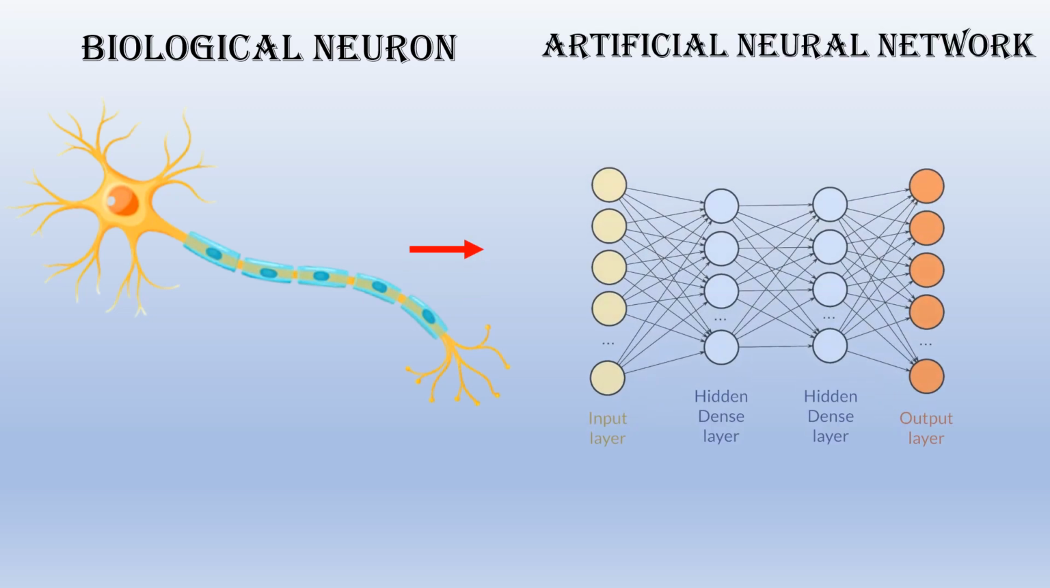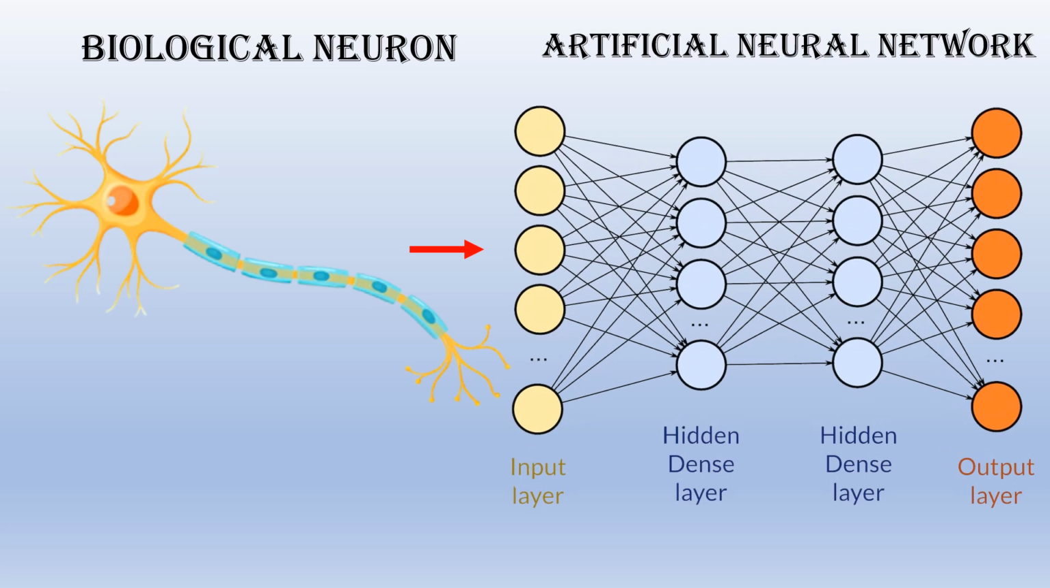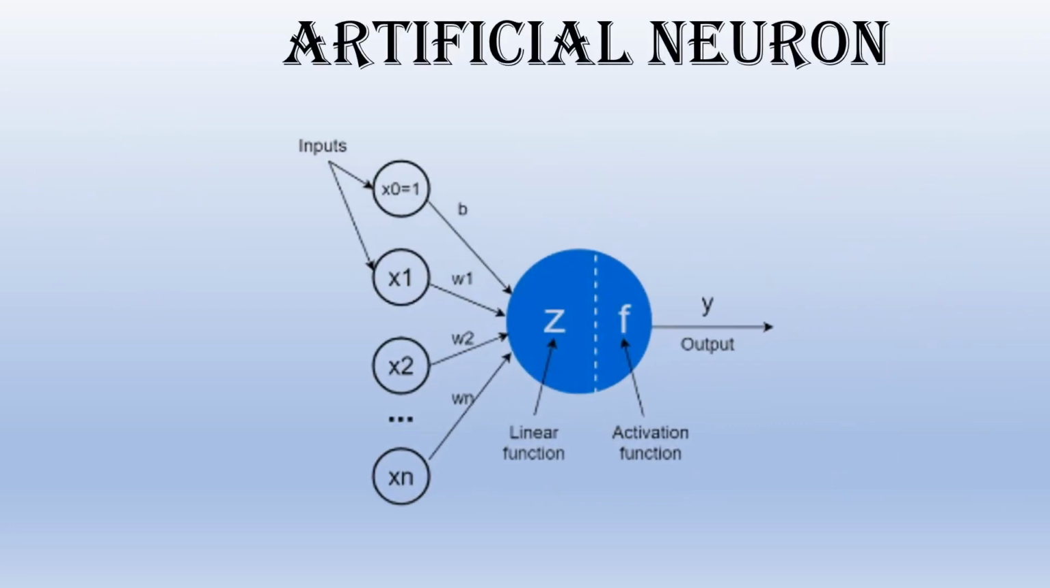A biological neuron is a specialized cell in the nervous system responsible for transmitting and processing electrical signals. Neurons within an artificial neural network are computational units that mimic the function of biological neurons, processing and transmitting information through interconnected layers to perform various tasks such as pattern recognition or decision-making. Let's move on to the artificial neuron.